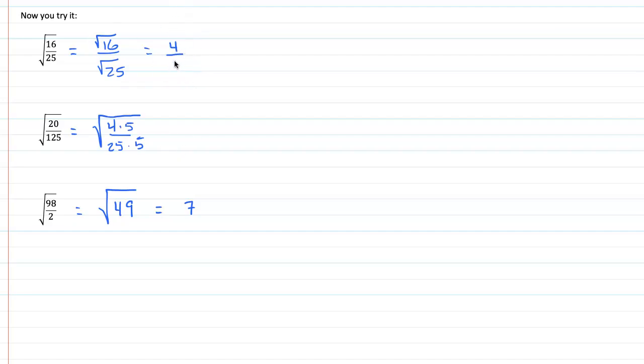The next one, I saw that both of these have a 5 in them, and once you take the 5 out, you get a perfect square on the top and the bottom. So you want to take the top 20 is 4 times 5, the bottom is 25 times 5, and you're going to divide out those 5's. And then you end up with the square root of 4 over the square root of 25, which is 2 over 5. And then the last one is just 98 over 2 is 49, and that's a perfect square, so you get 7.